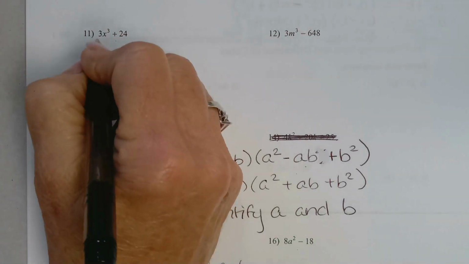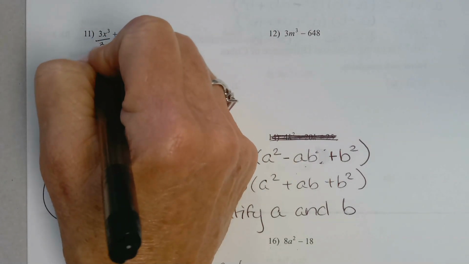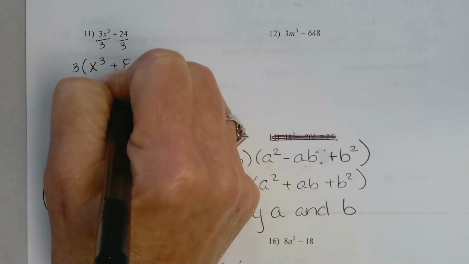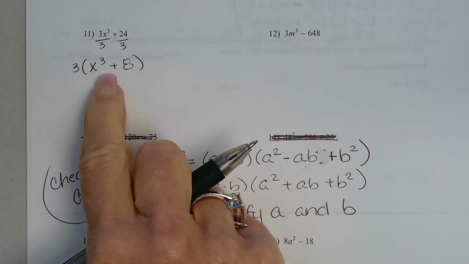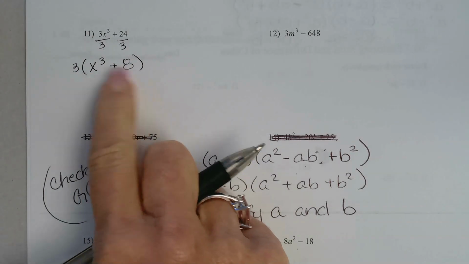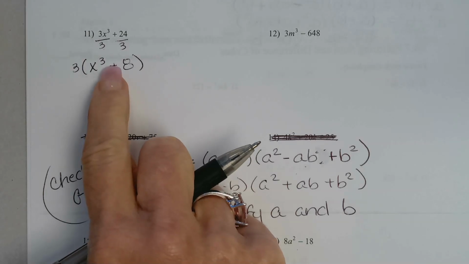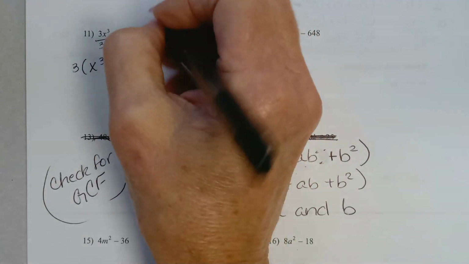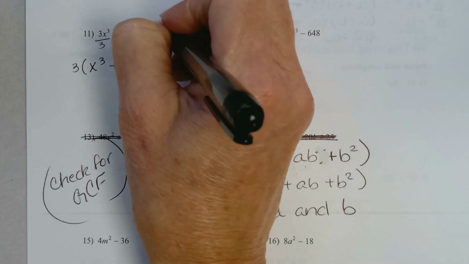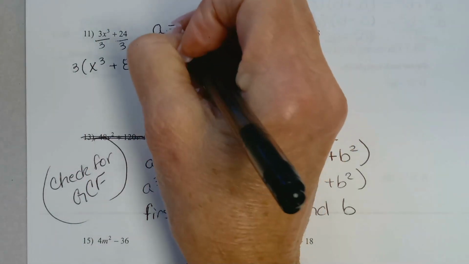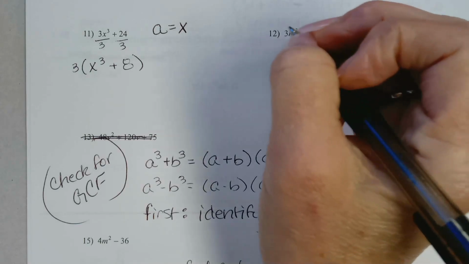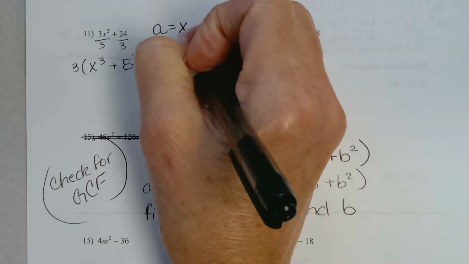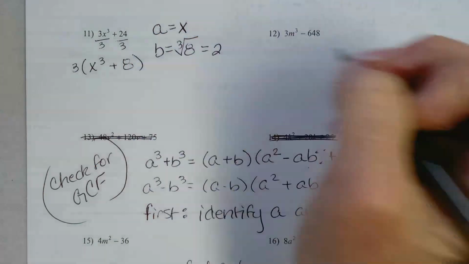All right, we do have a common factor. It is 3. So I've got 3 times x cubed plus 8. Okay, now, this is now the sum of 2 cubes. X to the third is a perfect cube because anything to the third power is being cubed. And 8 is a perfect cube. So my A value, if I were to take the cube root of x to the third, I would get x. And B, if I were to take the cube root of 8, I would get 2.